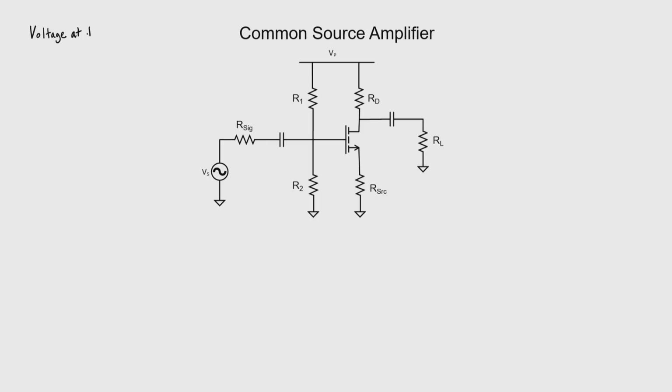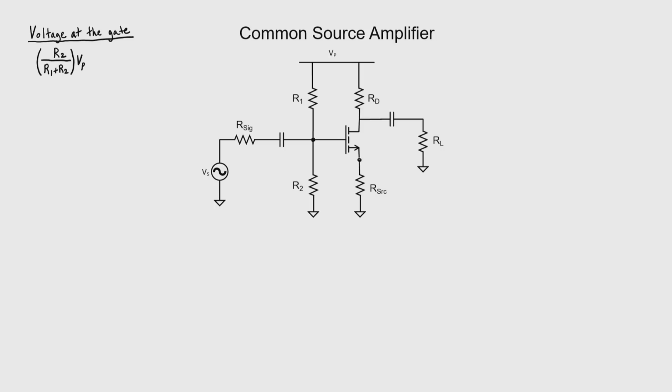Let's start by calculating the voltage right here at the gate. And we're first going to be doing a DC analysis. So I'm not going to worry about the signal over here at the left, and later I'm not going to worry about the load resistor R sub L. The voltage at the gate is just a fraction of the power supply voltage. We have a voltage divider here set up by resistors R1 and R2.